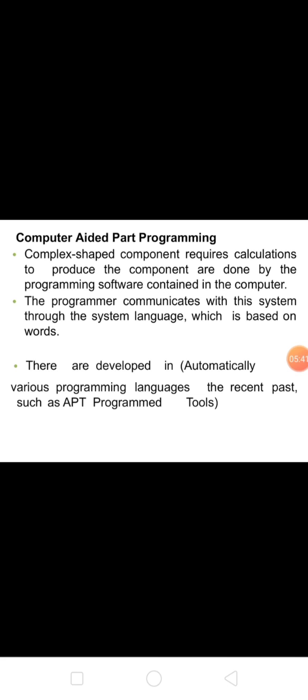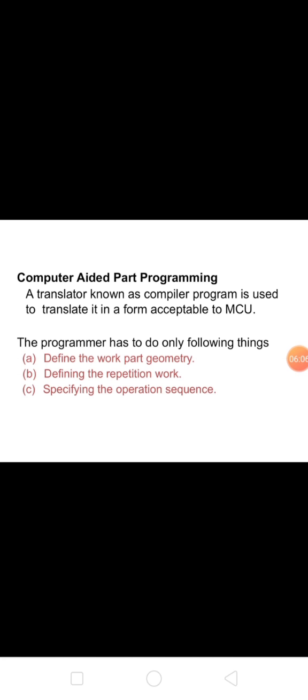Now, computer aided part programming: a complex shape component requires calculations, and these calculations for the component to be produced are done by the programming software contained in the computer. The programmer communicates with this system through the system language, which is based on words. These languages were developed in the recent past, such as APT, Automatically Programmed Tools.